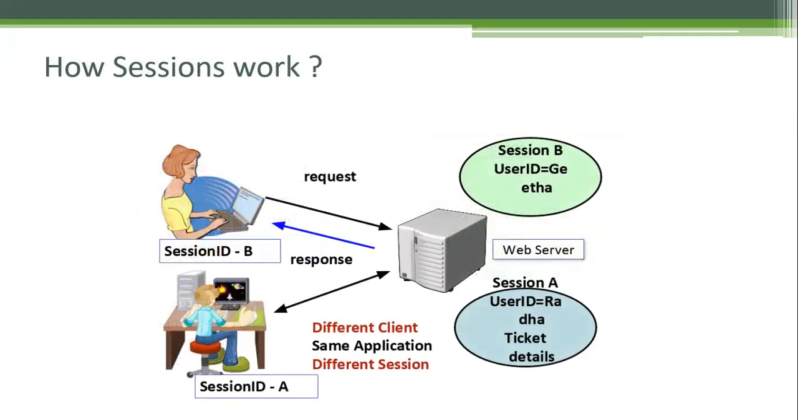Suppose let's take another user. Session ID is B. So he made a request and the response will be delivered along with the session. Whenever you make a request from different users, it will be identified by the session ID. Here, if you see, clients are different, session ID B and session ID A, two different kinds of clients, same application, different session. So the session will be different for each user. Session will be particular to a particular user.